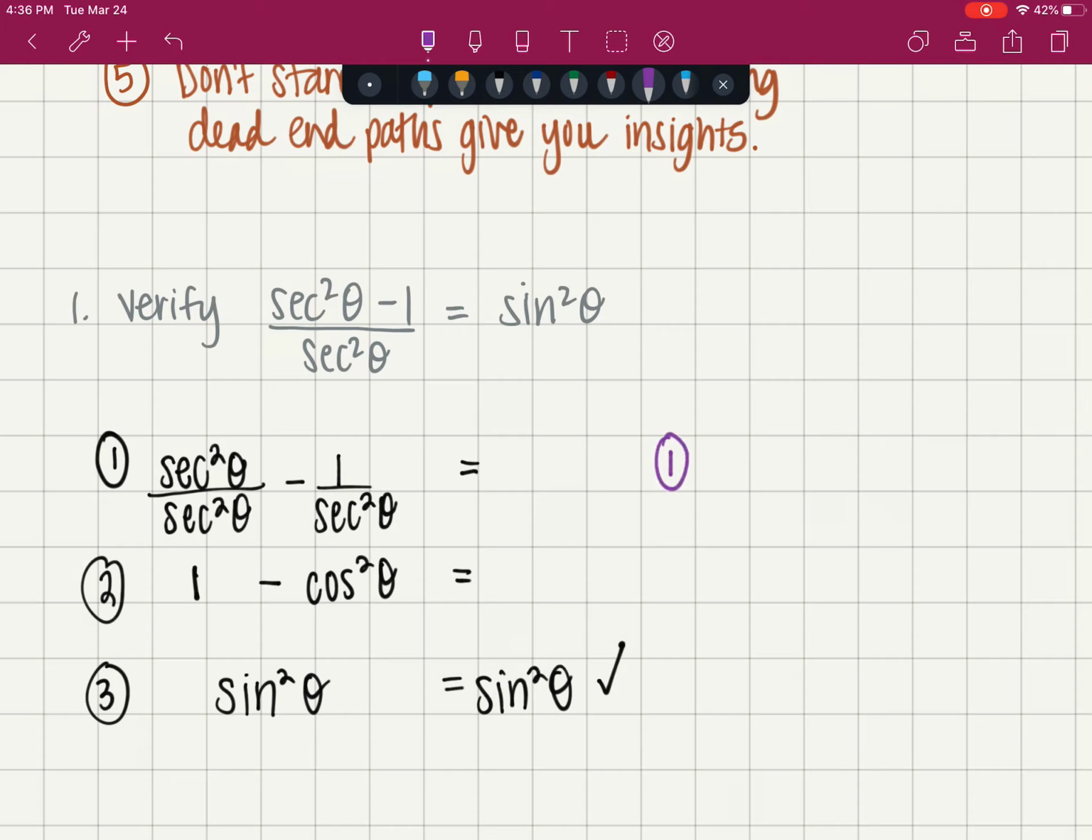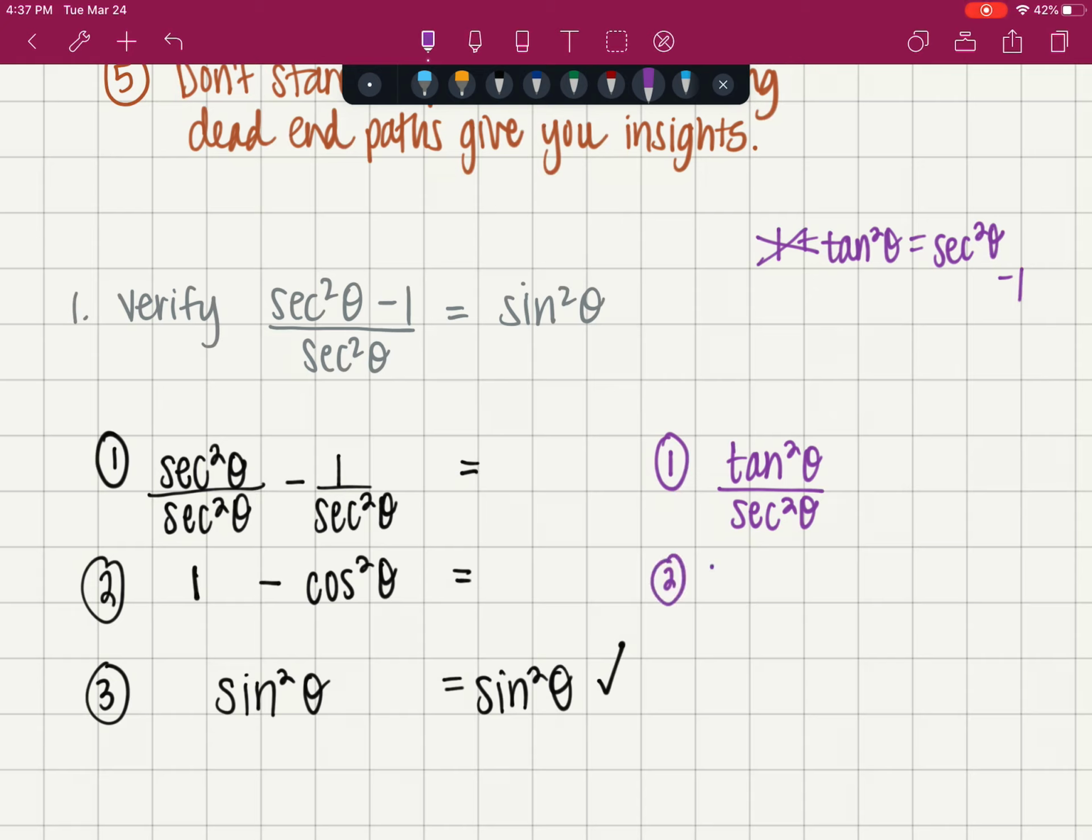There's another way to do this problem, and it all depends on what you see. When you're using those flashcards, sometimes you see one route that will take you to the answer. Secant squared minus 1 is the same thing as tangent squared of theta. Remember, 1 plus tangent squared equals secant squared. If I subtract 1 from both sides, I get tangent squared. So tangent squared over secant squared.